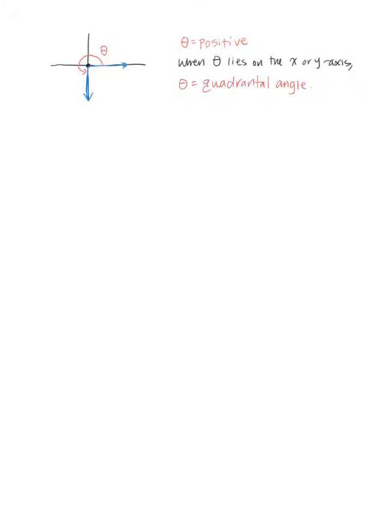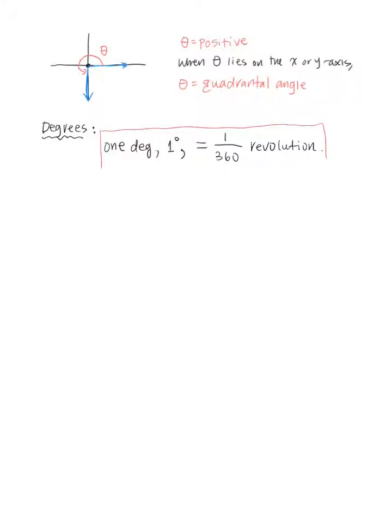Okay, so now let's go with our degree measures. Degrees. I'm pretty sure you're sort of familiar with it. So when we say 1 degree, the notation will be 1 degree, a little circle on top. Now that is the same thing as 1 over 360 of a revolution around the circle. Okay, so please memorize this. This is important.